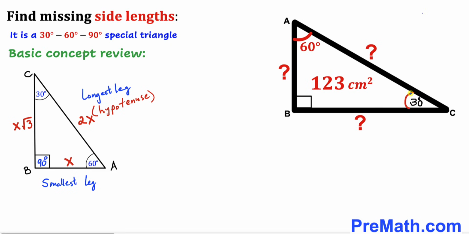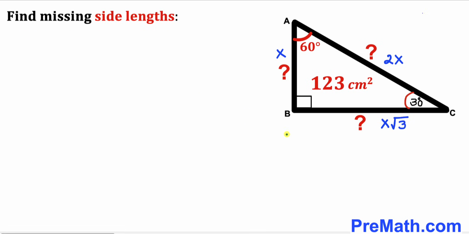So therefore we can see that our smallest angle is 30 degrees, so the side opposite to that one is going to be simply x. The longest leg, the hypotenuse, has got to be 2 times x, and the third leg is going to be x times the square root of 3. So now we can see that the base of this triangle turns out to be x times the square root of 3, whereas the height of this triangle is simply x.